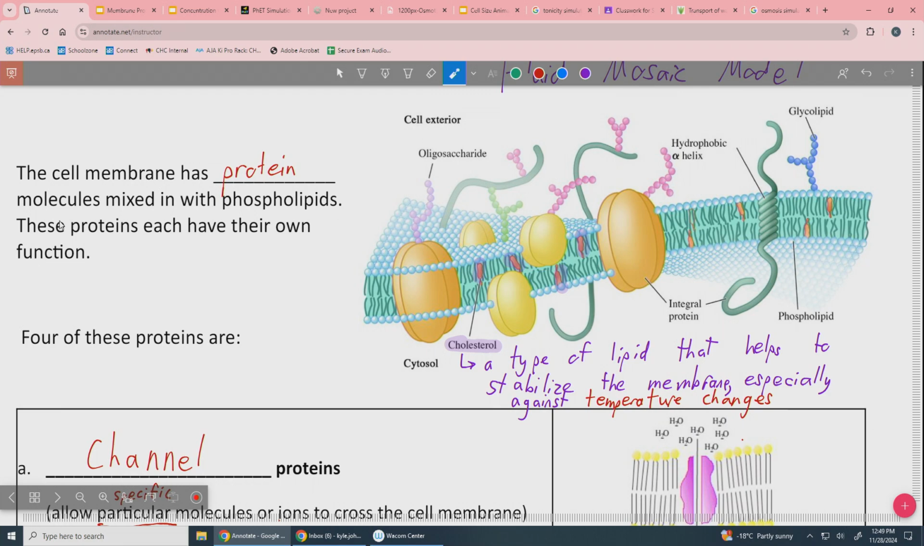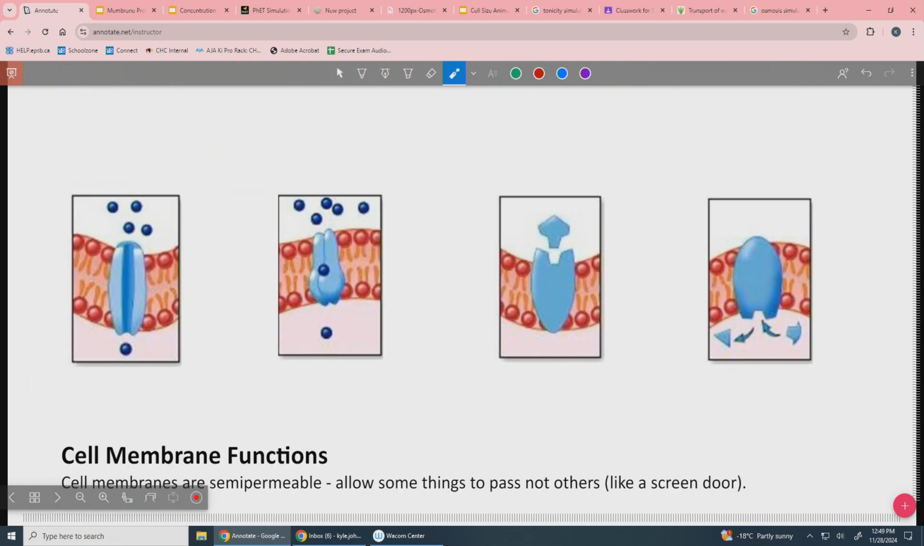Okay, to the next page. Here's another diagram that shows our 4 types of proteins. Here we have a channel because you can see the molecules moving from one side into the cell. This is a carrier because it doesn't just move through an open hole. It has to interact with the protein.